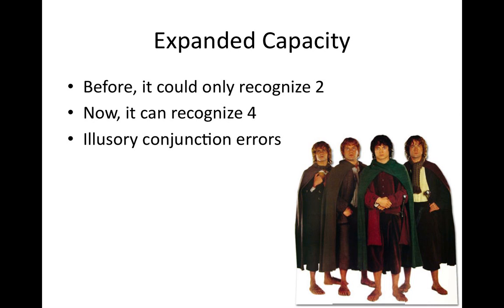Also good news is that when the model doesn't see objects correctly, it often thinks that there's an object present that has features borrowed from two objects. There's our illusory conjunction.